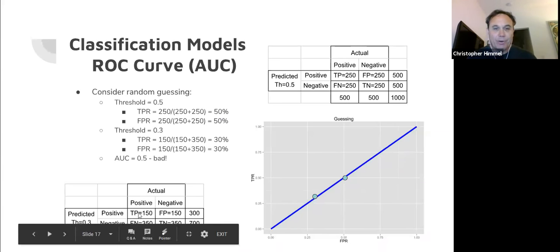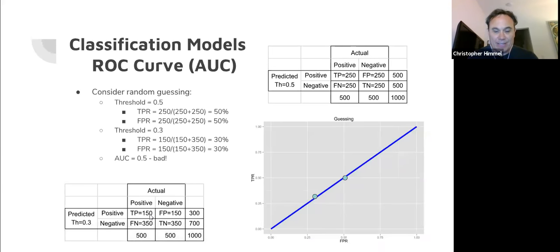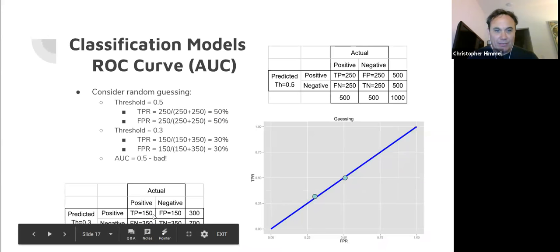Here's my threshold of 0.3. If I had a threshold of 0.3, then my model would guess positive 150 times out of 500, and negative also 150 at a time. So this model gives me no information whatsoever.